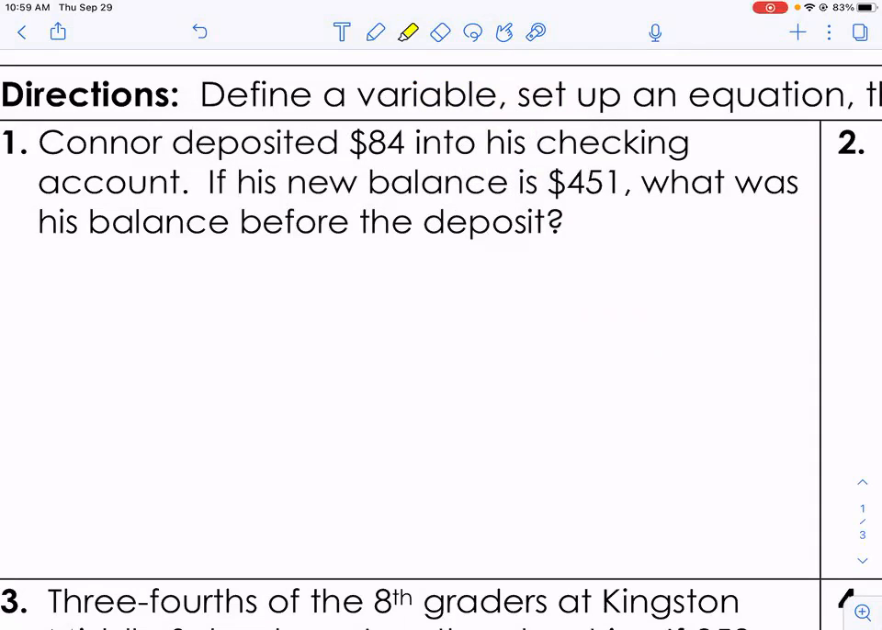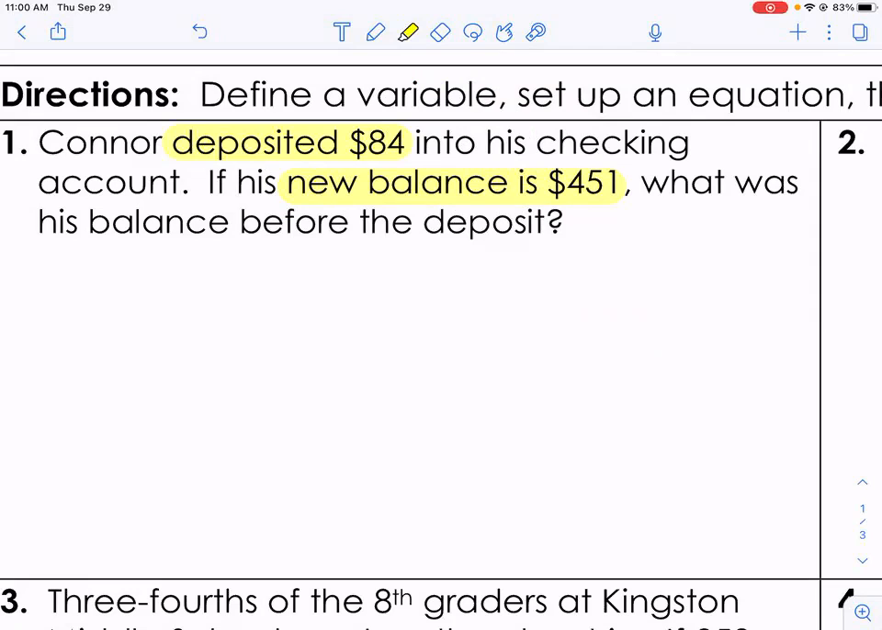Okay. Connor deposited $84 into his checking account. Who can raise their hand and describe to me what deposited means? Corin. Okay, so he added money. He added $84 to his checking account. Okay, I feel like that's important. He deposited $84. I'll highlight that. His new balance is $451. What was his balance before the deposit?